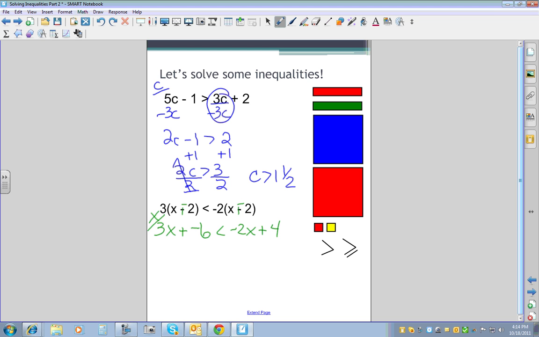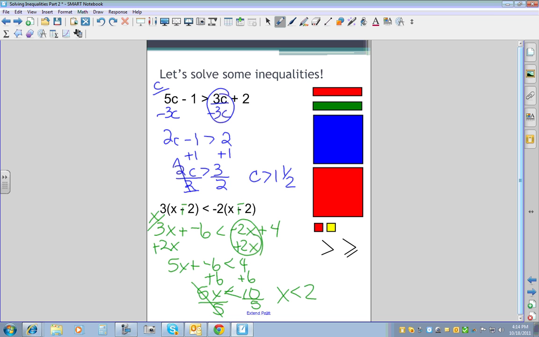So we have x's on this side we want to get rid of, so we'll add 2x to both sides. That gets rid of these x's. I'll have 5x plus negative 6 is less than 4. Now I have negative 6 on my x side. I want to get rid of it, so I add the opposite, add 6 to both sides. I'll end up with 5x is less than 10. I want 1x, so I divide by 5 to have 1x, and I'll have x is less than 2 is my final answer.